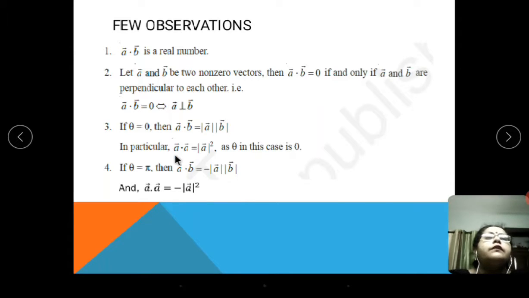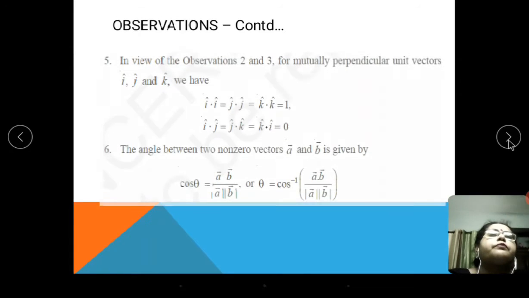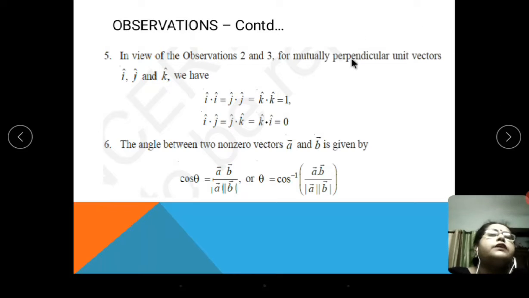Now, using some of these observations, we now have some more important results. That is, if we think of the unit vectors along the x, y, z directions, that means i, j, k, this notation we had introduced in the previous session lecture. I hope you remember, i, j, k denote the unit vectors along the 3 coordinate axes, and of course they are mutually perpendicular vectors. Then we have these two again very important relations, i dot i equal to j dot j equal to k dot k equal to 1.